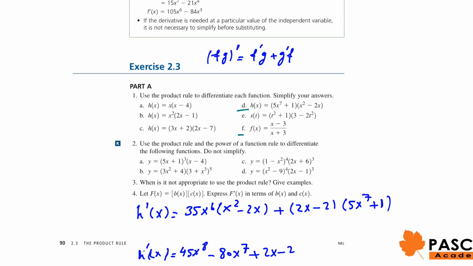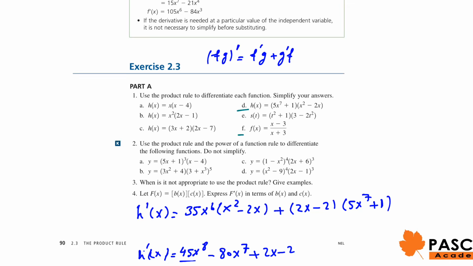To simplify it, we distribute 35x^6 over x^2 minus 2x, and 2x minus 2 over 5x plus 7, and collect the like terms. H prime of x would be 45x^8 plus 80x^7 plus 2x minus 2.